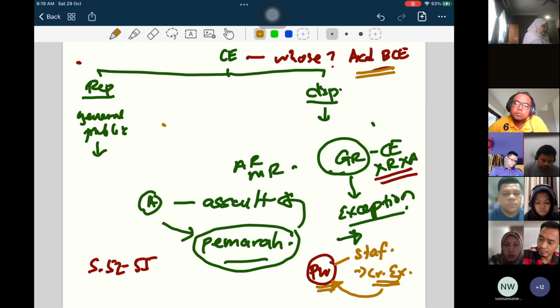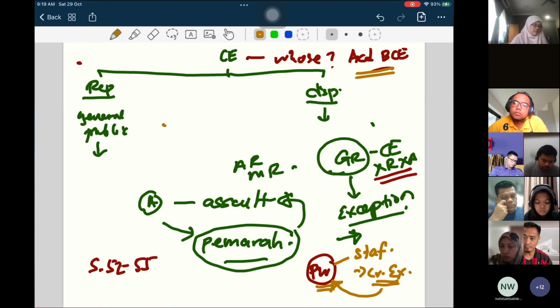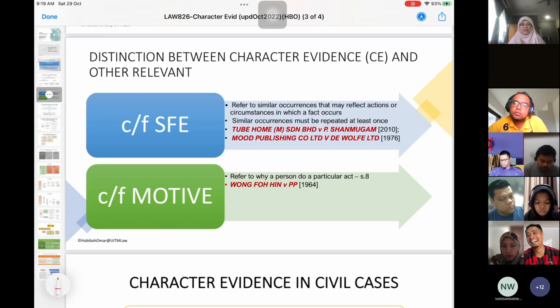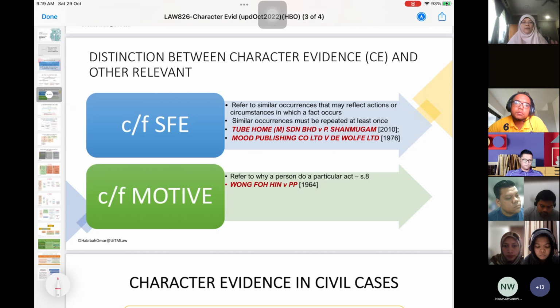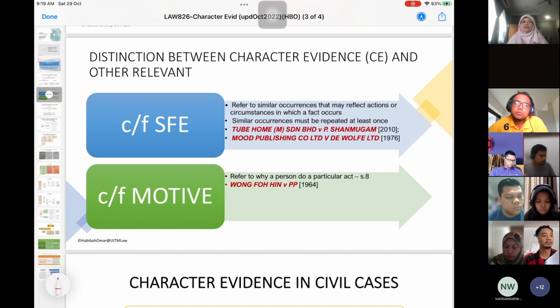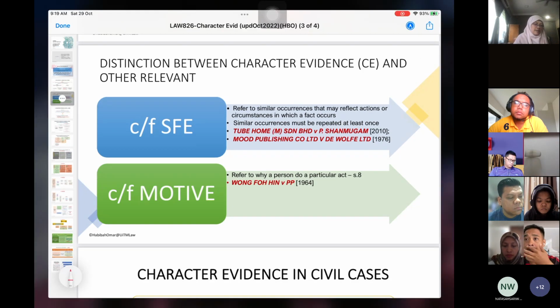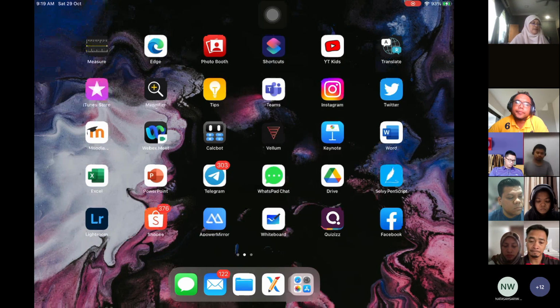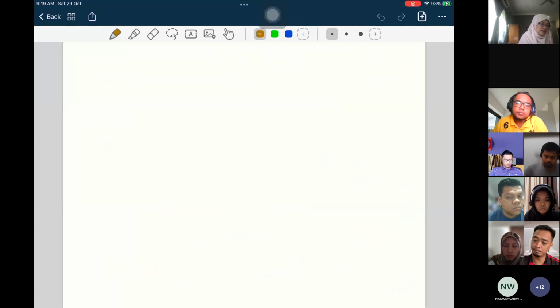So now, alright? So kita dah tahu apa itu repute character. Now, when you look at the law here, there is a need for you to distinguish between character evidence dengan other relevant evidence. Number one, you kena boleh bezakan antara character evidence dengan similar facts evidence. Sebab dalam banyak-banyak kes, ada orang yang confuse character evidence dengan similar facts evidence. Okay? Now, what is similar facts evidence? You belajar last semester. So when you deal with SFA, apa dia SFA?